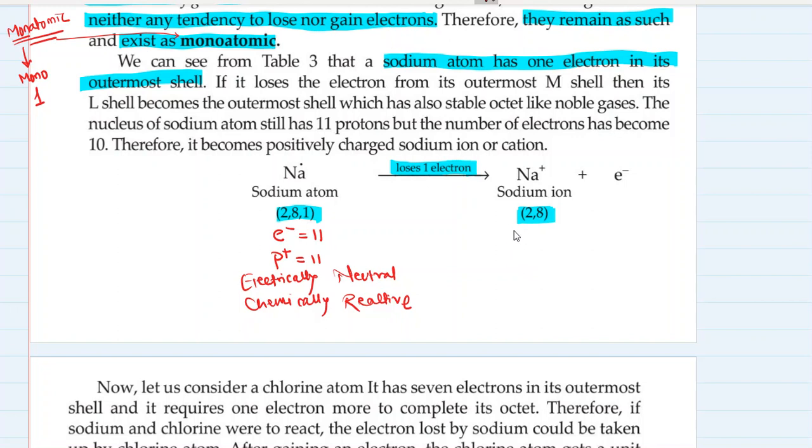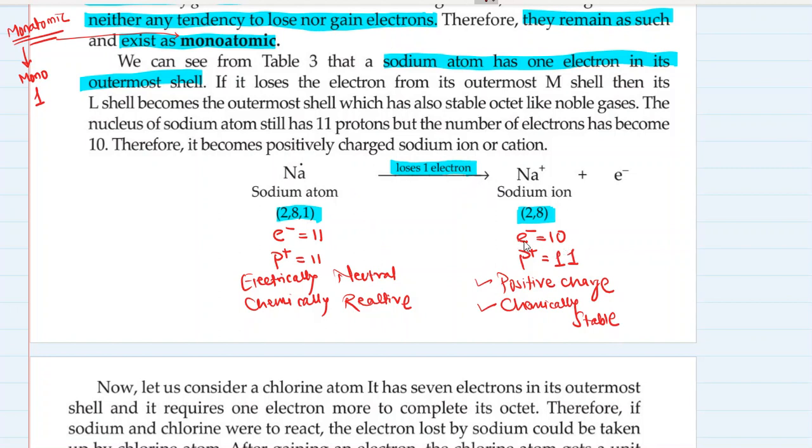What about the sodium ion? Sodium ion has how many electrons? 10 electrons. What about the protons? Protons are not lost. Protons remain as they are in the nucleus. So it has 11 protons and 10 electrons. Now it is positively charged. It is no more electrically neutral. It has acquired a unit positive charge. You see this plus sign that shows one positive charge. But it is chemically stable, just like neon. Electrically charged but chemically stable. That's what happens to sodium when it loses one electron.